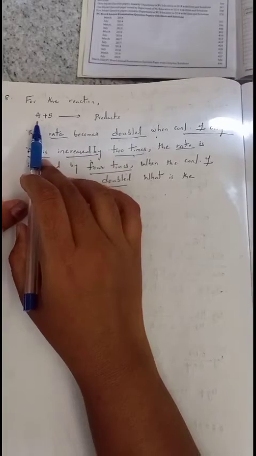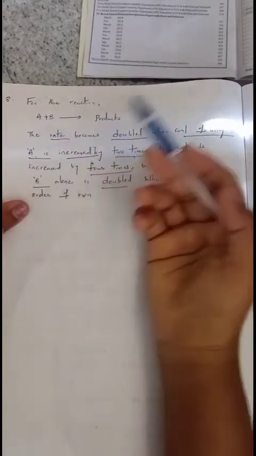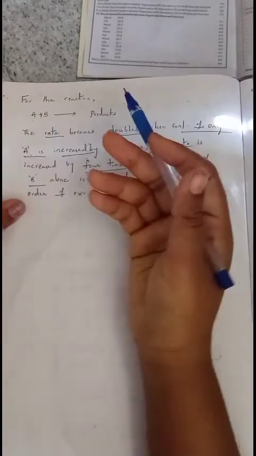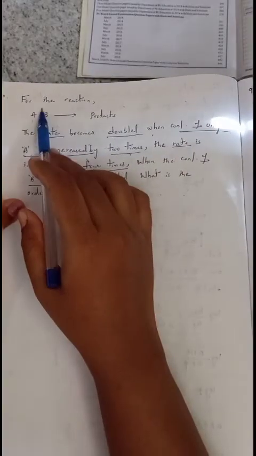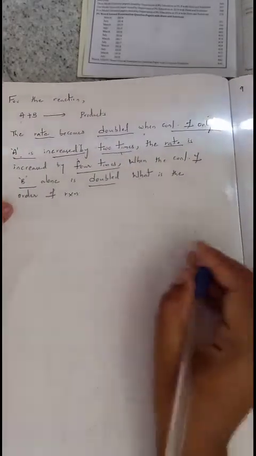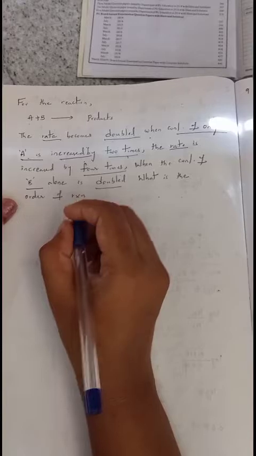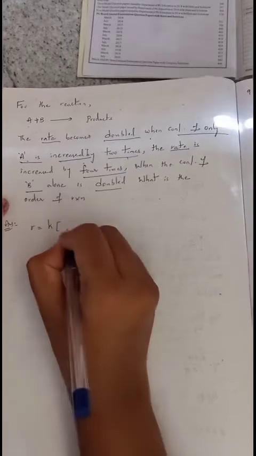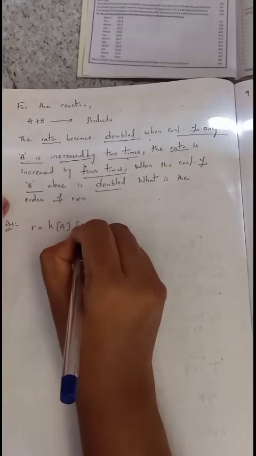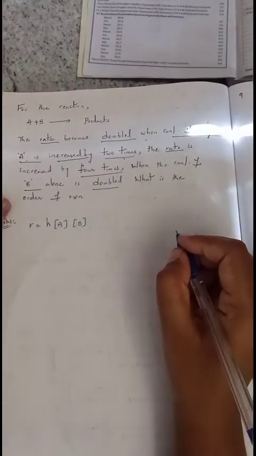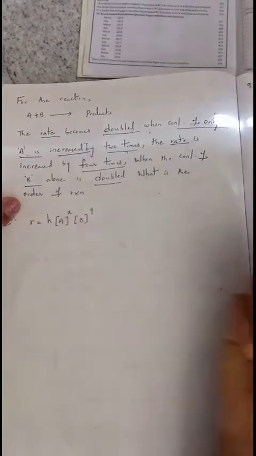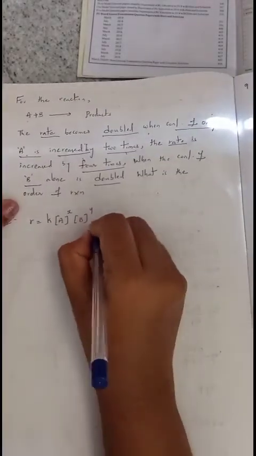Okay, here the reaction is given: A plus B gives products. The rate becomes doubled whenever the concentration of A is increased by 2 times. The rate becomes 4 times whenever B concentration is doubled. That we want to prove. First write down the rate of reaction for the given reaction. R equals K into concentration of reactant A and concentration of reactant B. Their number of moles we don't know. Consider x moles of A is involved in the reaction and y moles of B is involved in the reaction. So this is the original equation.